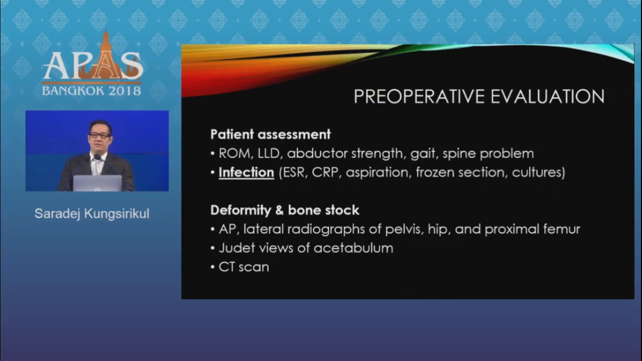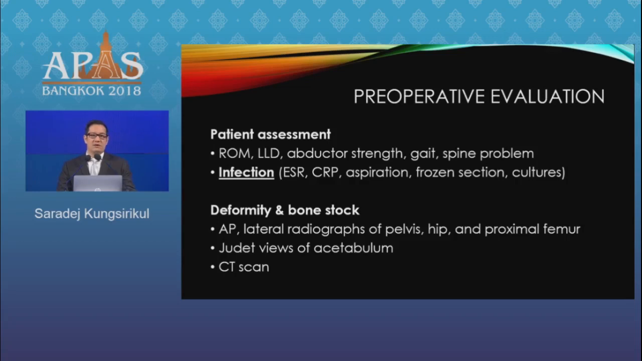So the surgeon has to do the preoperative evaluation in two aspects: the patient assessment, and also the deformity and the bone stock. For the patient, you have to check the range of motion, also leg length, including the hip strength, muscle, gait, and spine problem. And the point is, you have to exclude all infection before surgery by using ESR, CRP or lab analysis. And alternatively, in the case of suspicion, you do the frozen section or the culture to exclude the infection.